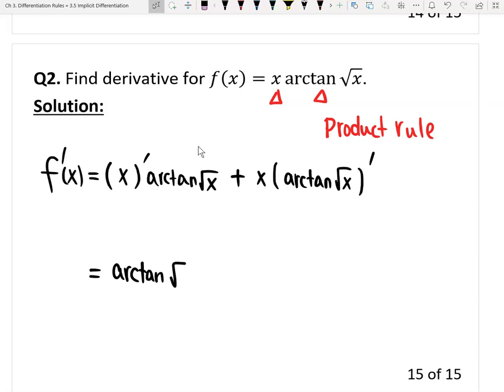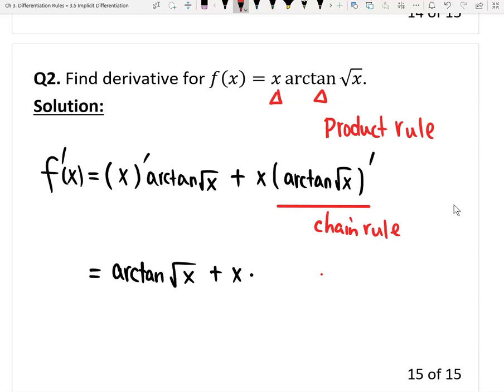It is arctangent at square root of x, and then plus x times. Now we have to look at this term. How about this term? This term is a composite function. Pay attention. Now we have to use composite functions for this term, which means chain rule. The inner function u is the square root of x. The outer is arctangent, which is inverse tangent.